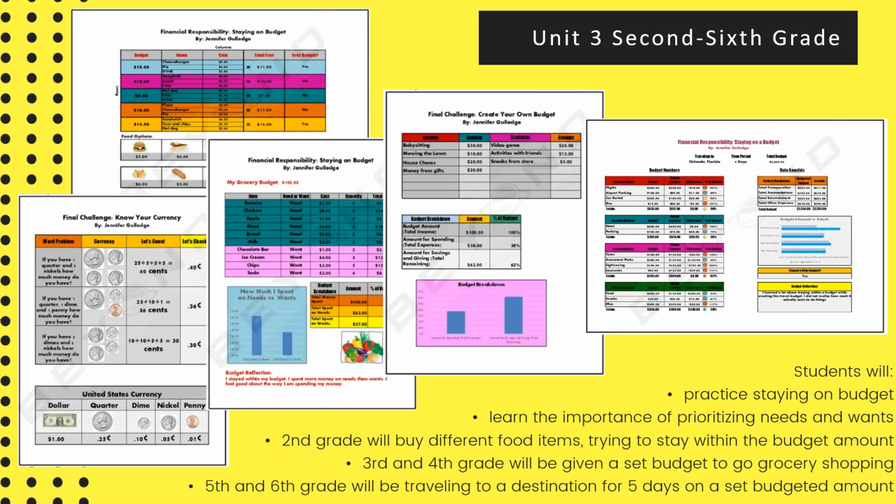Our 3rd and 4th graders are going to get to go grocery shopping online. They are going to find items that are needs, nutrient items, and then they're going to have items they categorize as wants. They're going to find out how much money each of those items cost, and then they're going to figure out how much money they actually spent on their needs versus how much money they spent on their wants.